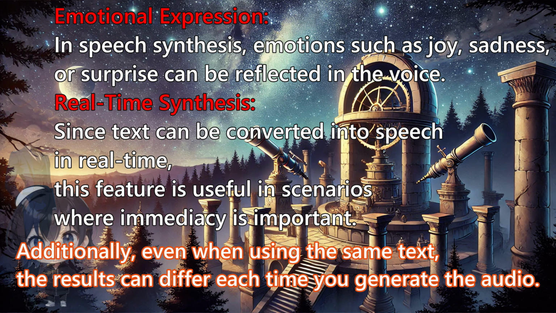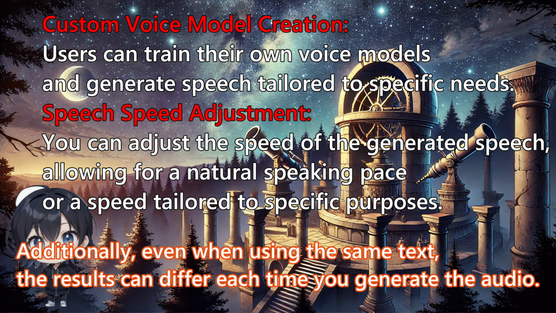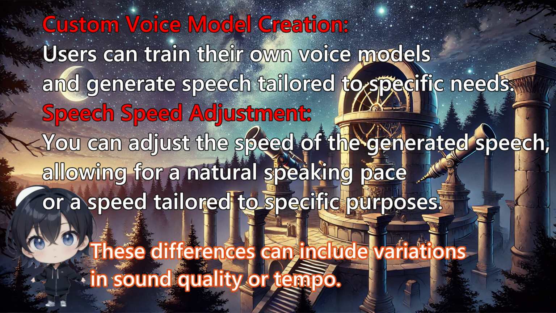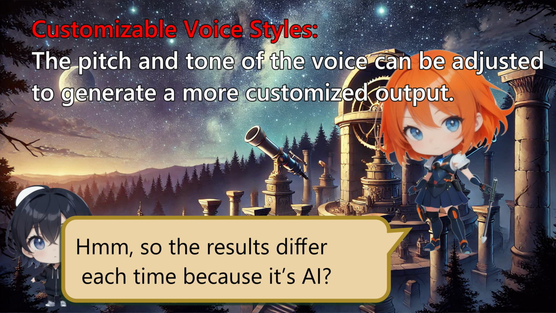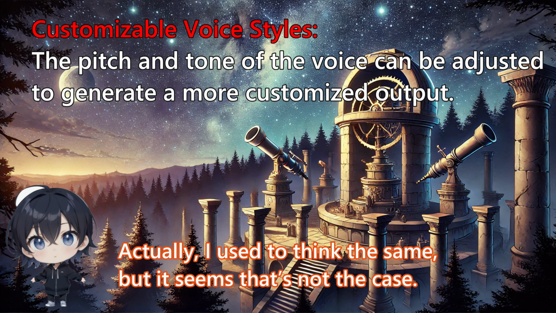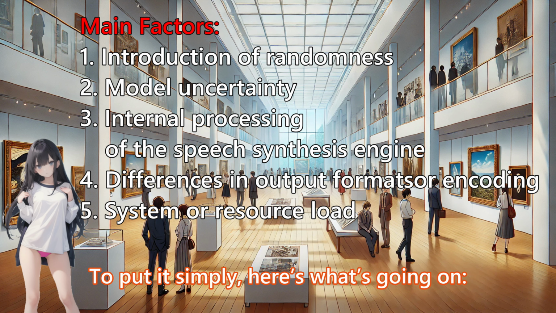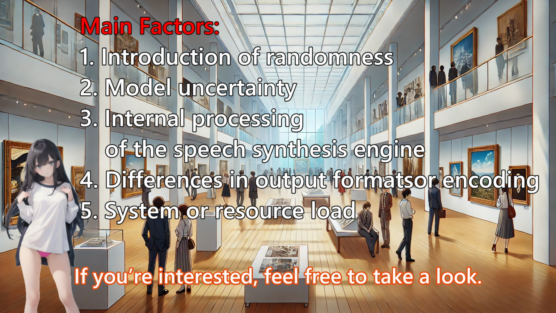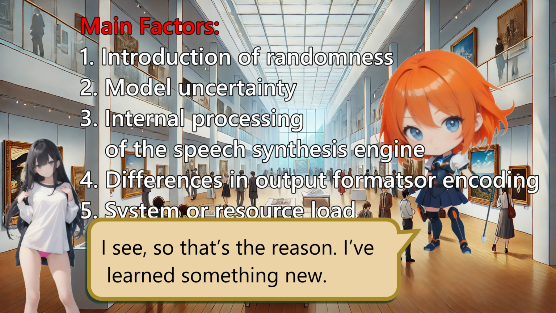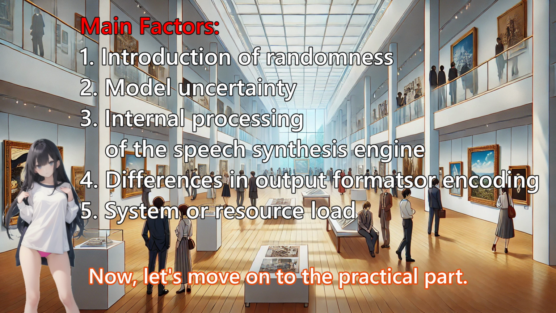Additionally, even when using the same text, the results can differ each time you generate the audio. These differences can include variations in sound quality or tempo. So the results differ each time because it's AI? Actually, I used to think the same, but it seems that's not the case. To put it simply, here is what's going on. For a more detailed explanation, please check the link in the video description. If you are interested, feel free to take a look. I see, so that's the reason. I've learned something new. Now, let's move on to the practical part.